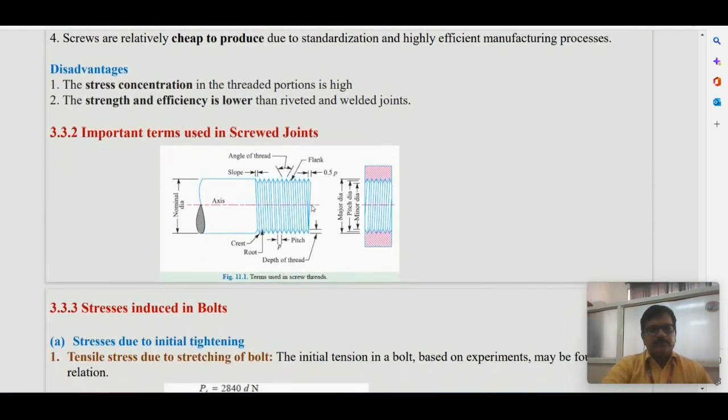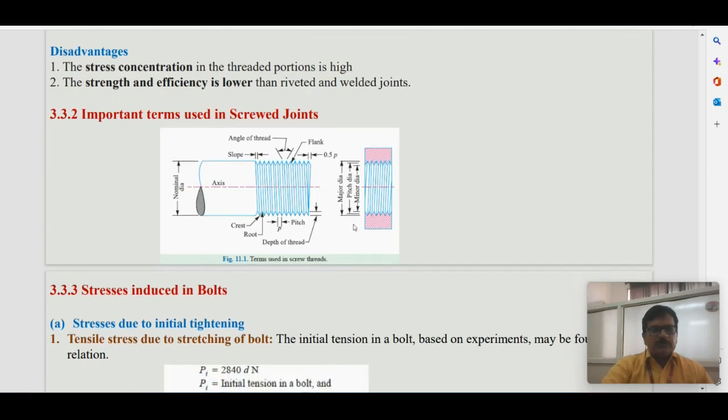The important terms in the screw joints. So pitch is the important term between the same points on the successive threads. This is the pitch, and nominal diameter is the maximum diameter, and minimum diameter is the root diameter or minor diameter, and pitch diameter is in between the major and minor. Major diameter is also known as the nominal diameter.